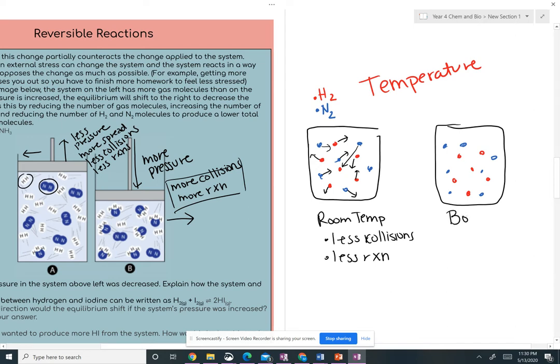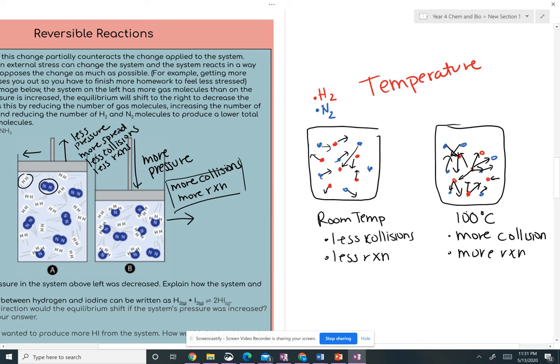It's the same thing on here. If I boil it, or heat it up, say to boiling, which is 100 degrees Celsius, all of these molecules are moving so much faster. Since they are moving faster, they are more likely to bump into each other. And again, the more collisions we have, the more these molecules are going to react. So then we're going to have more of a reaction.